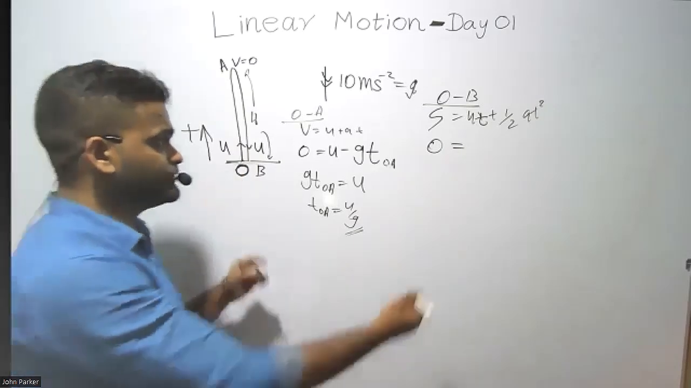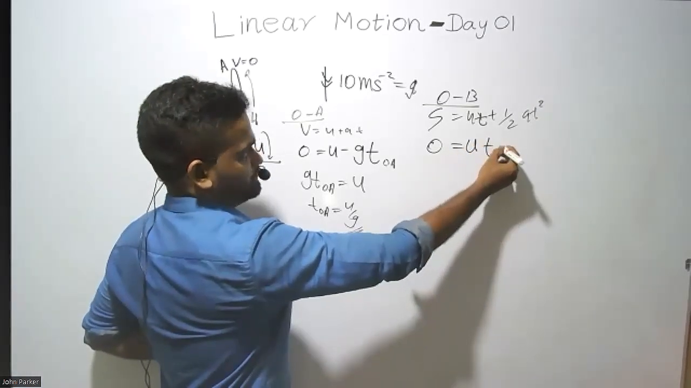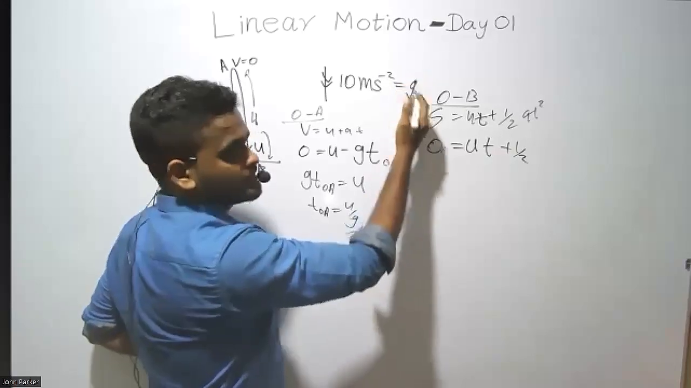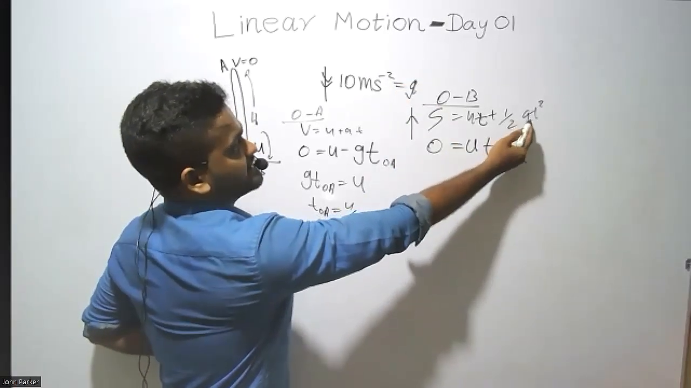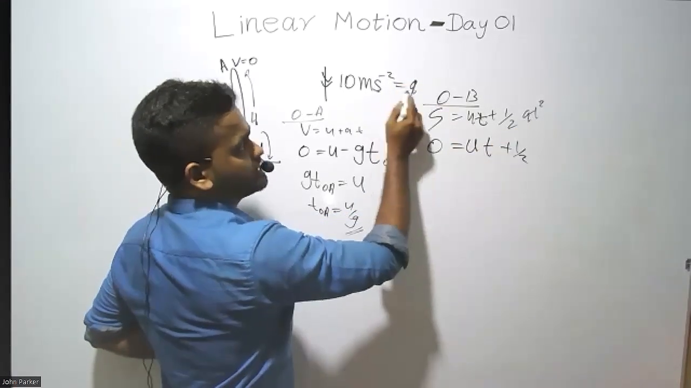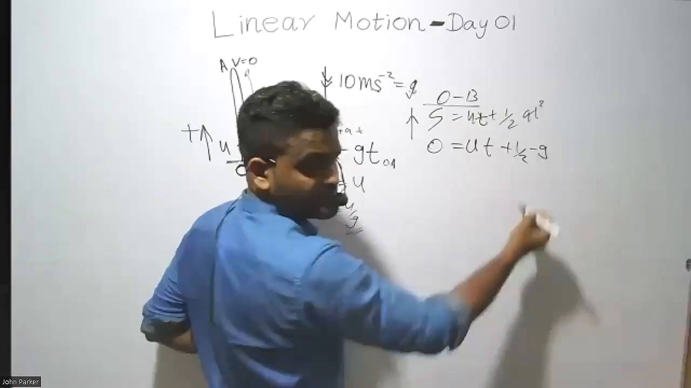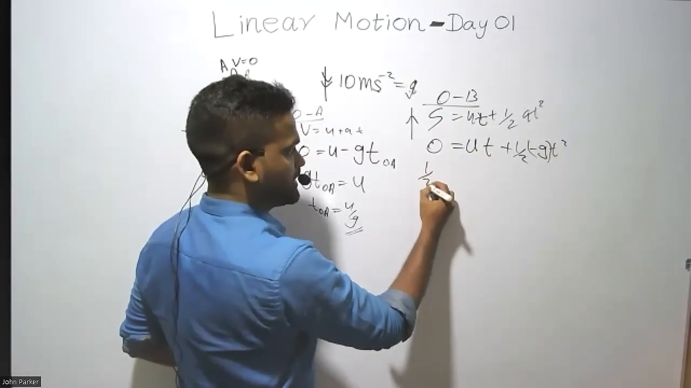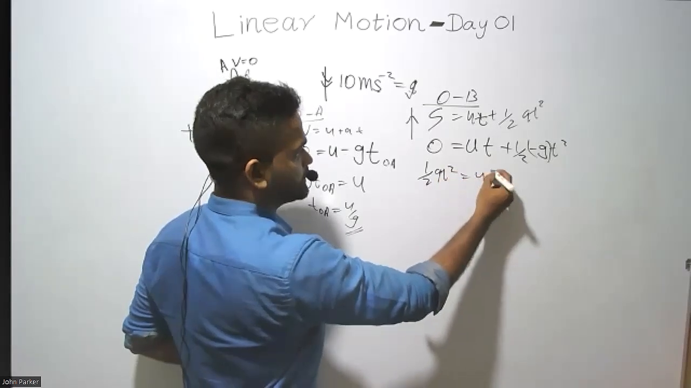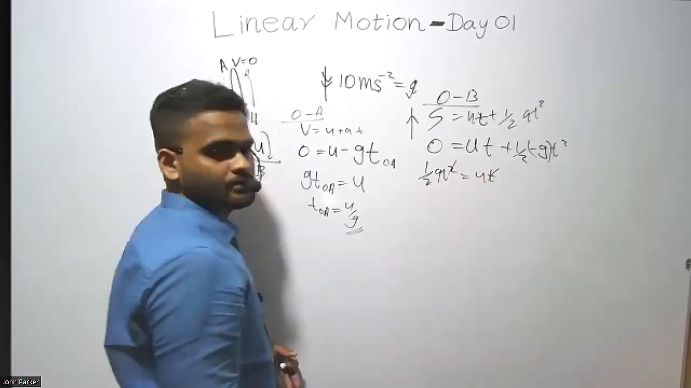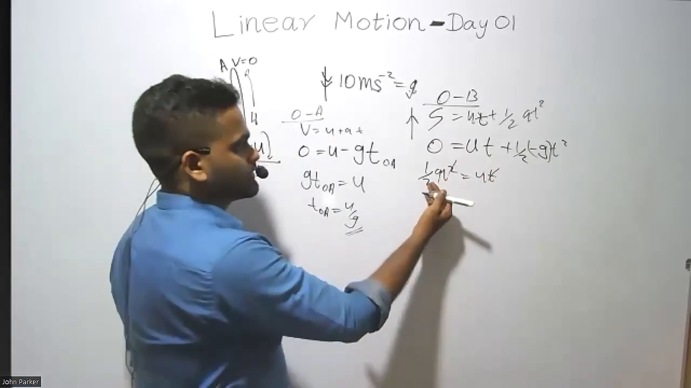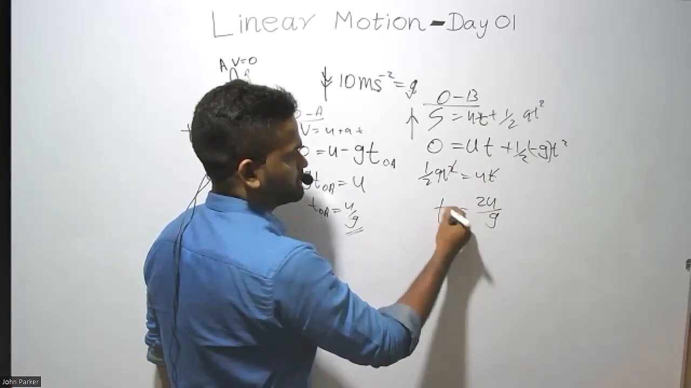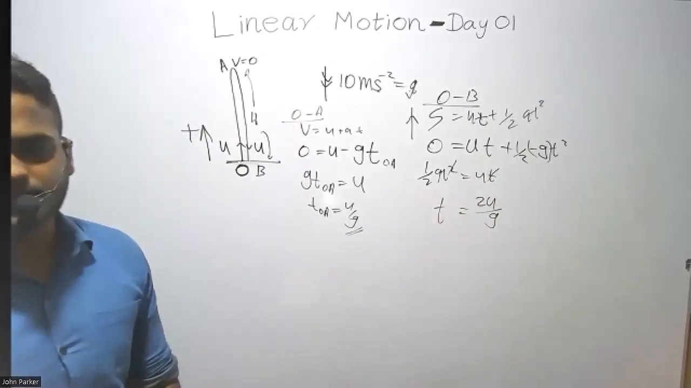Initial velocity is u, time t, plus half. I'm applying this upwards, right? But the acceleration is downwards. So you have to substitute as a negative value, minus g. Take this minus whole term to the other side. It becomes half g t squared equals u t. Then cancel t from both sides. Cross multiply, 2 goes to the other side, then divide by g. So this is t equals 2u divided by g, right?